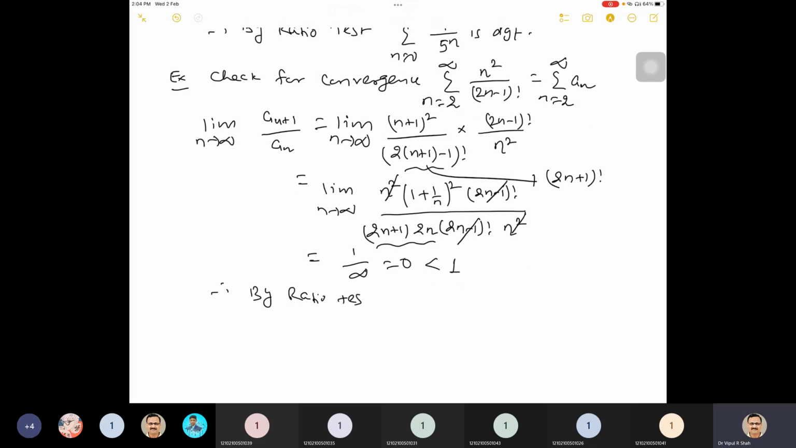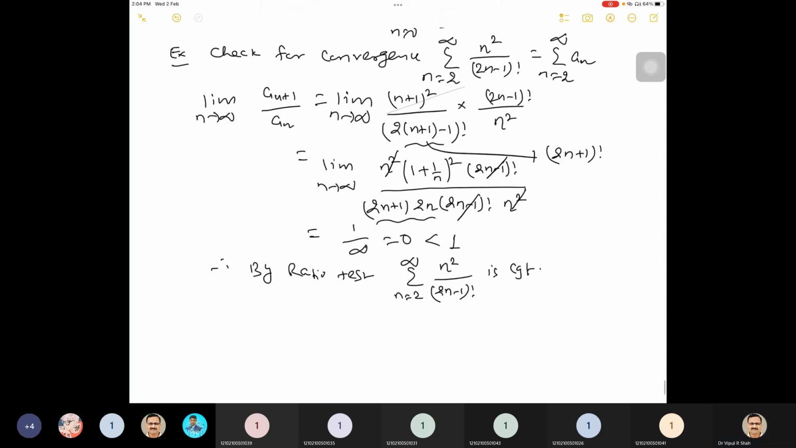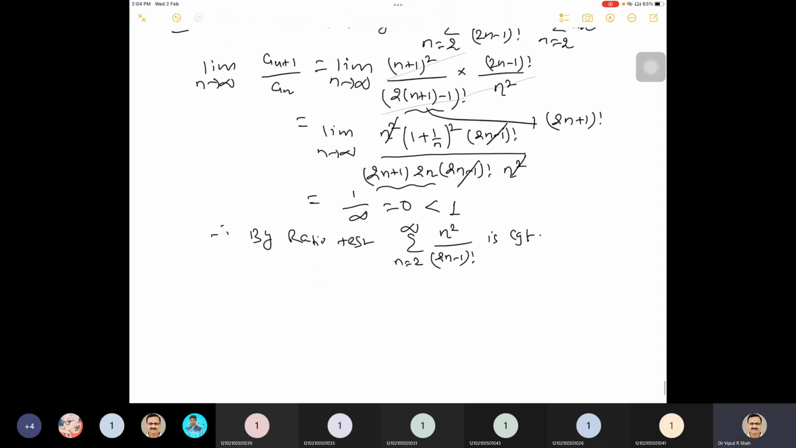So therefore, by the ratio test, the series n equal to 2 to infinity, n square upon (2n minus 1) factorial, is convergent. Understand? You may write down if you wish.